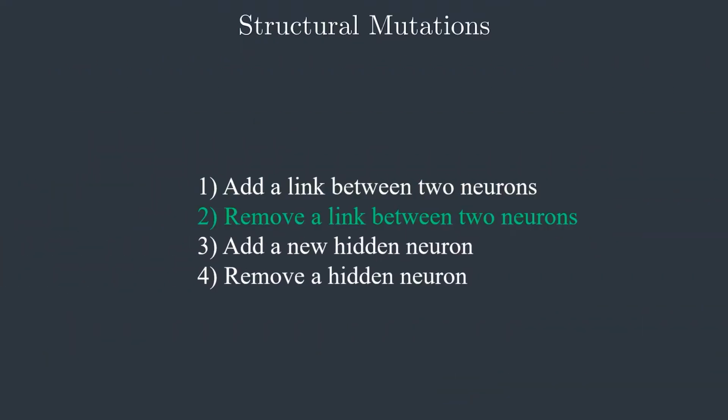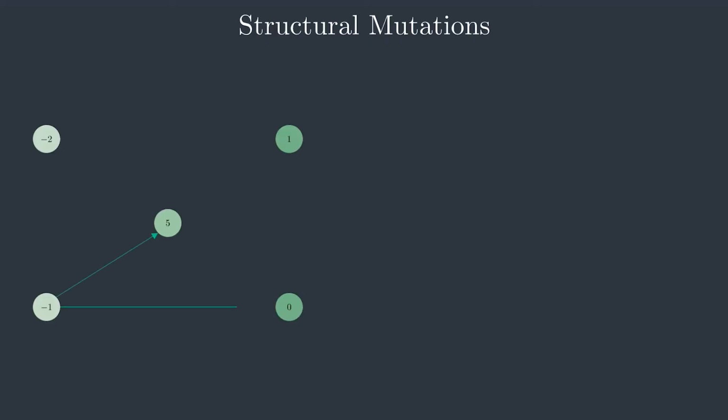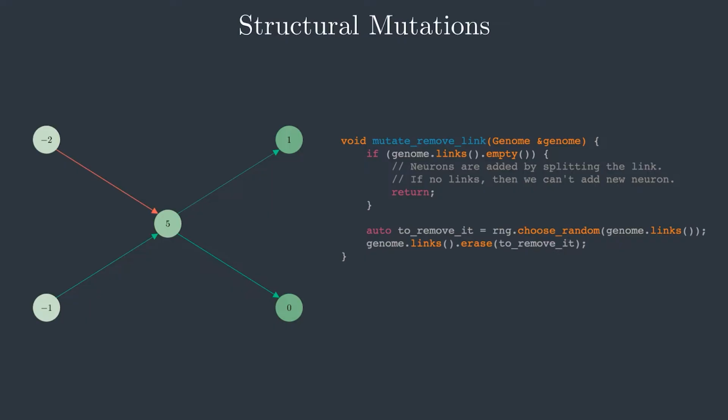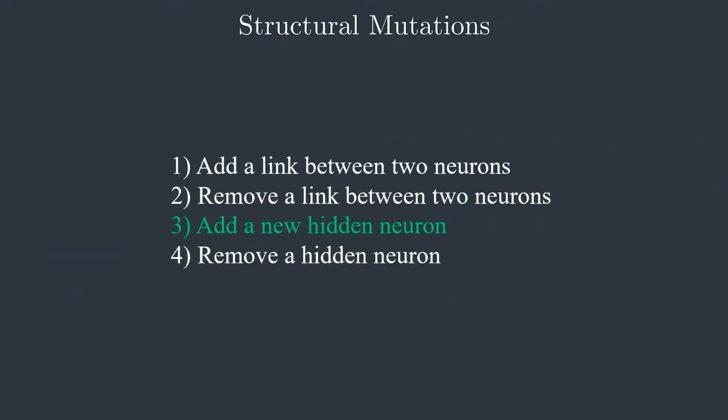The next one removes a link between two neurons. This is done in a similar way as adding a link, but we don't have to worry about checking for cycles. The third one adds a hidden neuron.